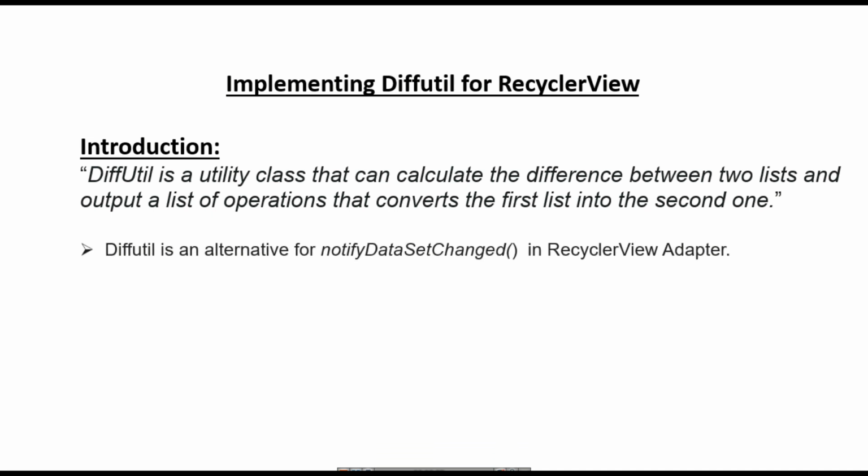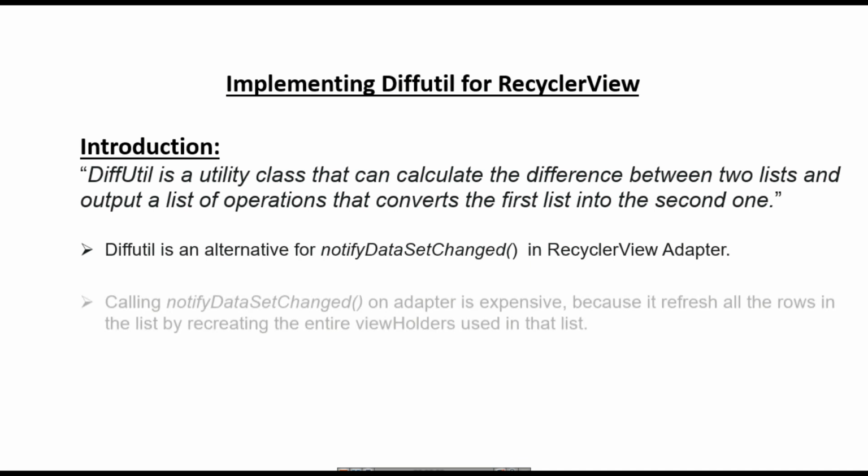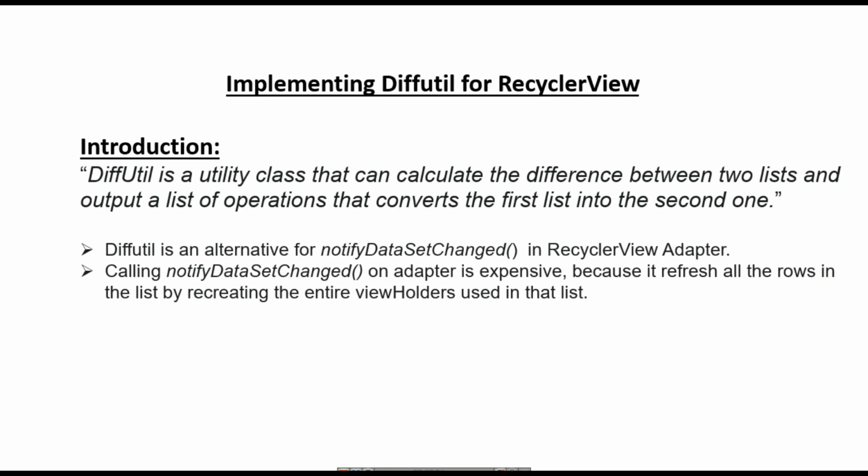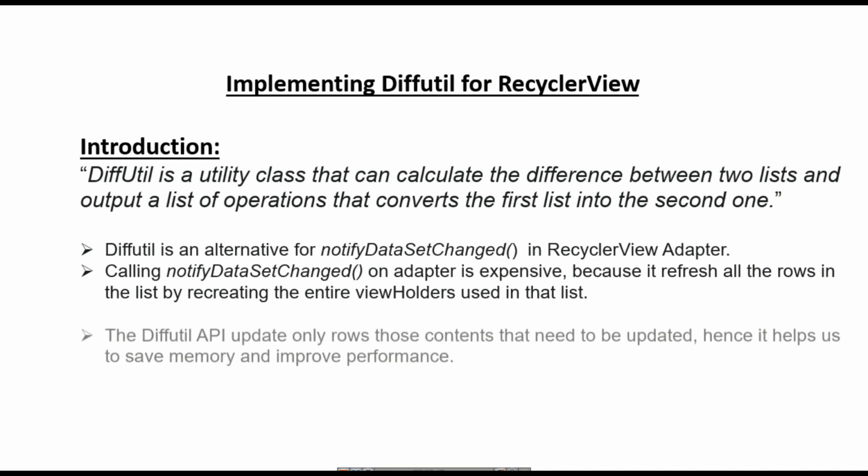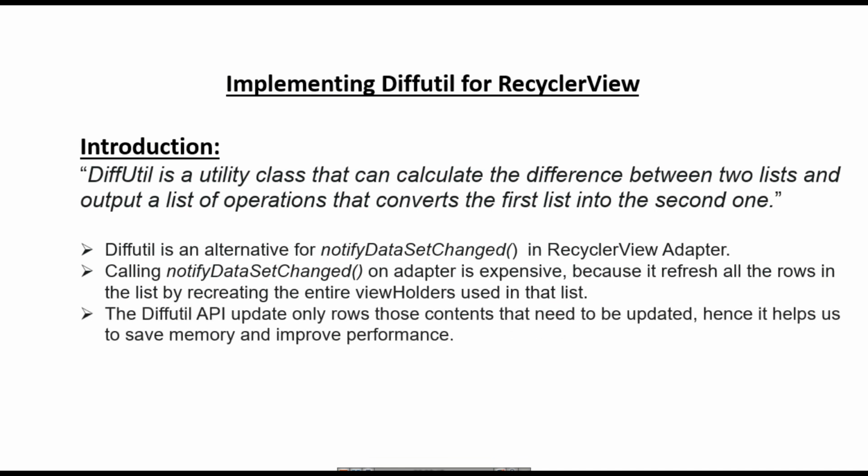DiffUtil is an alternative for notifyDataSetChanged in the RecyclerView Adapter. Calling notifyDataSetChanged on the adapter is expensive because it refreshes all the rows in the list by recreating the entire ViewHolders used in that list. The DiffUtil API updates only the content that needs to be updated. Hence, it helps us save memory and improve our performance.